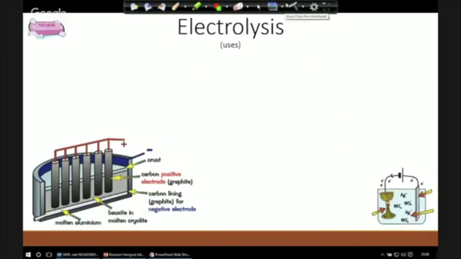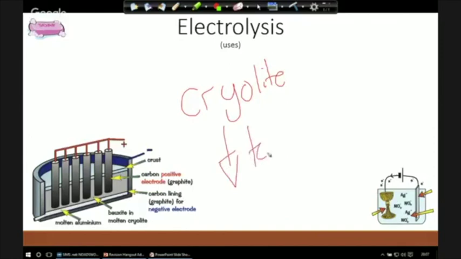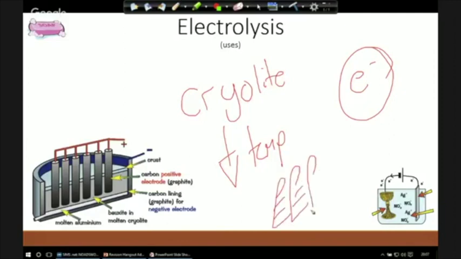But as we go through that, there are a couple of things that you need to be aware of. First of all, we use a product called cryolite. Now, cryolite massively reduces the temperature which is required for the aluminium oxide to dissolve. It must be dissolved to allow electrons to move. But it reduces the temperature hugely, by about 1,000 degrees. So that makes it significantly cheaper to do.